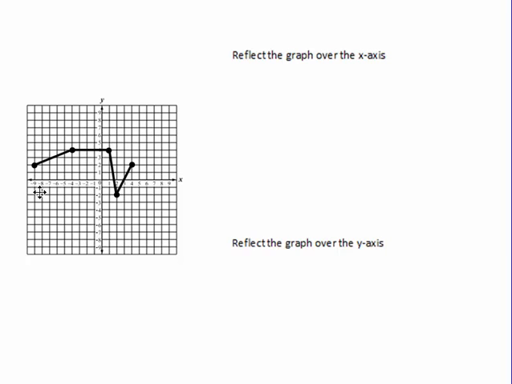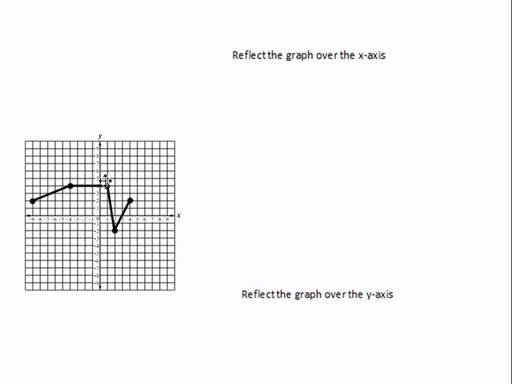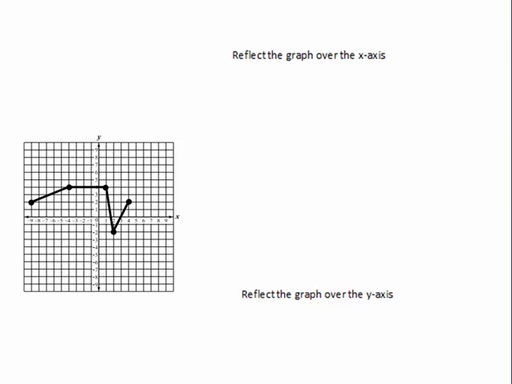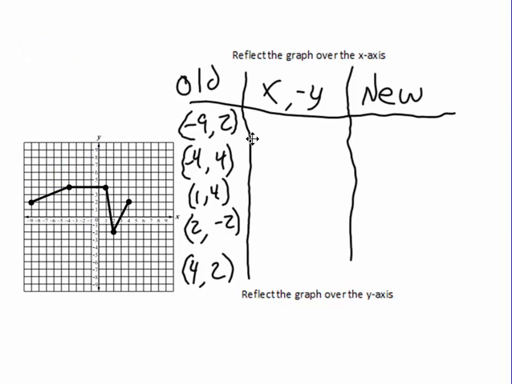So what are we doing? Well, it seems as though we're multiplying everything here by negative 1, and it's just our y values that we're multiplying by negative 1. So let's get our fancy chart out together. We'll have negative 9, comma, and then negative 1 times 2. And negative 4, comma, negative 1 times 4. 1, comma, negative 1 times 4. And then we have 2, comma, negative 1 times negative 2.